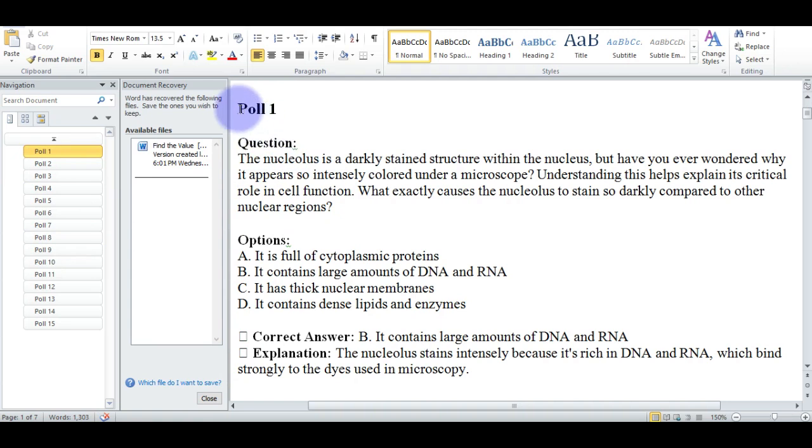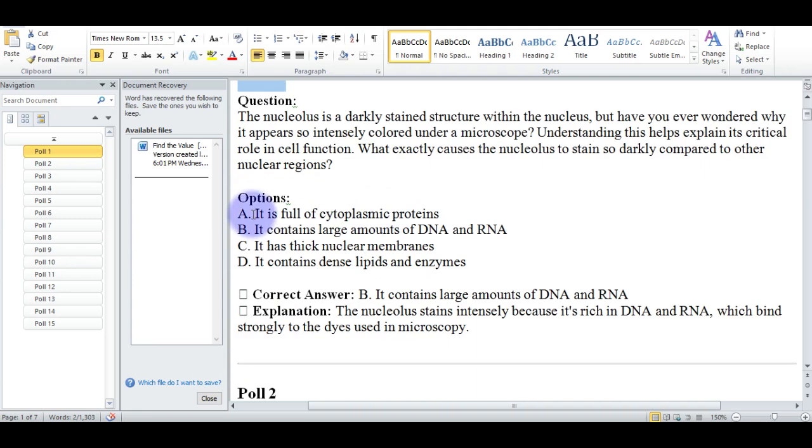Looking at the first question, it states: the nucleolus is a darkly stained structure within the nucleus, but have you ever wondered why it appears so intensely colored under a microscope? Understanding this helps explain its critical role in cell function. Now they are asking the question: what exactly causes the nucleolus to stain so darkly compared to other nuclear regions?